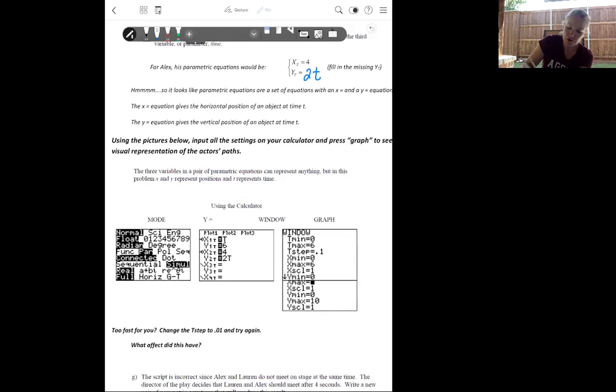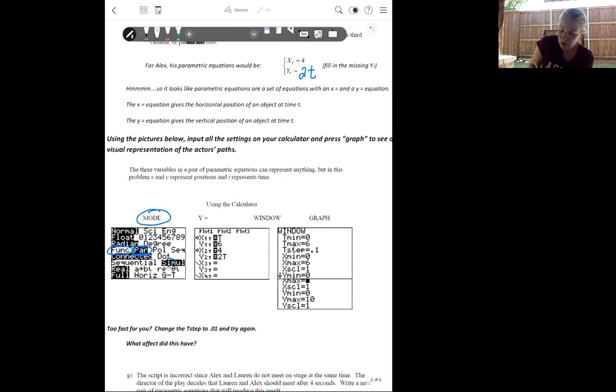So first, go to mode on your calculator. And from mode, you're going to go 4 down. Normally, our calculator mode is in function mode. But what I want you to instead do is arrow to the right, PAR. PAR is parametric mode, so press enter on PAR. Go 2 below that and arrow over to SIMUL, which stands for simultaneous mode, and make sure you press enter on that.